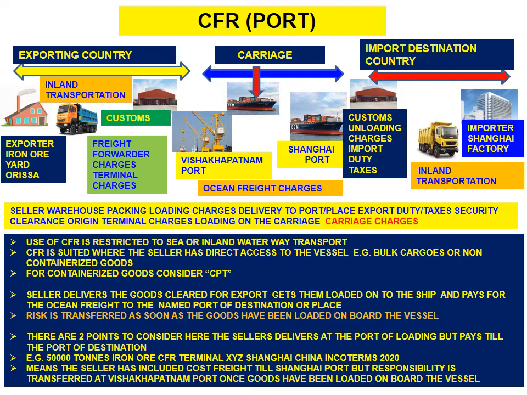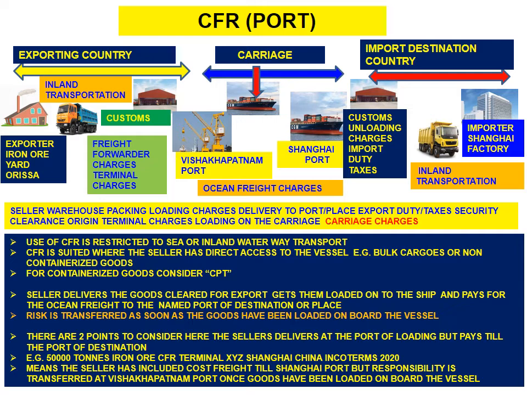So with this, let us start cost and freight. As you can see in the slide, there is the word port put beside CFR. The word port means it is restricted to sea or inland waterway transport. CFR is suited where the seller has direct access to the vessel, so he can load bulk cargoes or non-containerized goods. For containerized goods, it is difficult to take the container to the terminal. Generally, containerized goods are at the freight forwarder's warehouse, where the logistics handles the cargoes. So for containerized goods, you can consider CPT, carriage paid to.